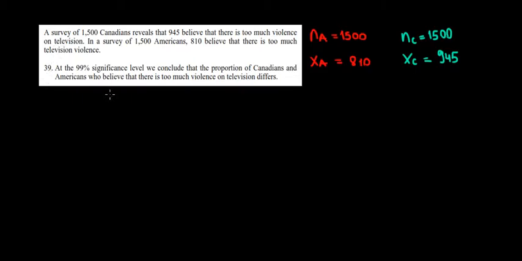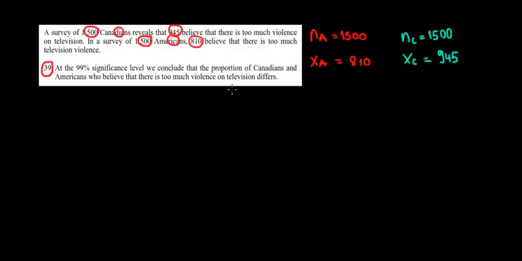Let's have a look at question 39 in this video. So we have a survey of 1,500 Canadians that revealed that 945 of them believe there's too much violence on TV. In a survey of 1,500 Americans, 810 believe that there's too much violence on TV. Now at the 99% significance level, we conclude that the proportion of Canadians and Americans differs.